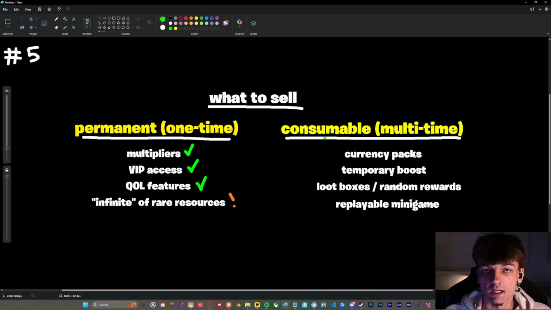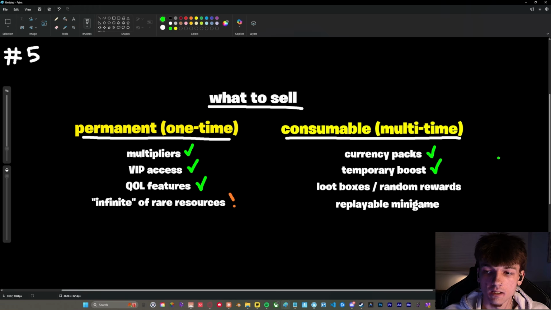On the other hand, we have consumable products, which for example are currency packs. You could sell gold, gems, cash, really any kind of resource that is currency related. It could be honey, it could be bricks, whatever your island is. You can sell a variety of currency packs, which, if you remember from some of the previous things we've talked about, it's important that you sell a variety of these things.